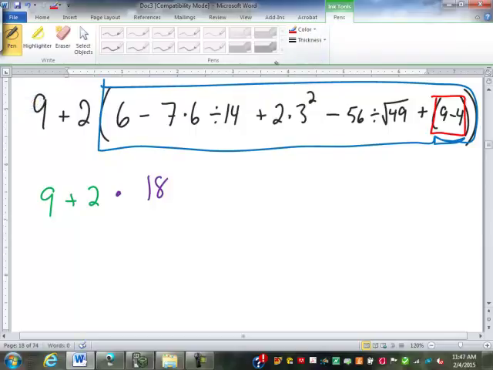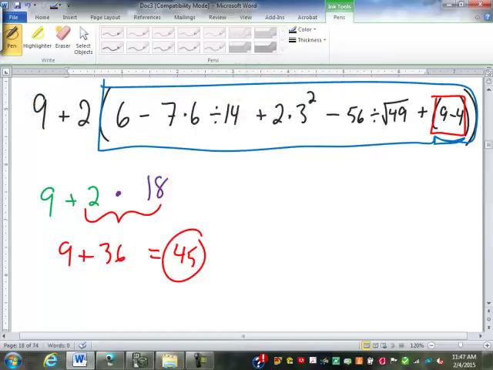I go back to my level of priorities. Notice I take that parentheses out. Are there any other enclosing symbols? No. Exponents? No. Multiplication or division? Yes, we have 2 times 18 is 36. No more multiplication or division. So now it's just addition and subtraction. 9 plus 36 is 45.